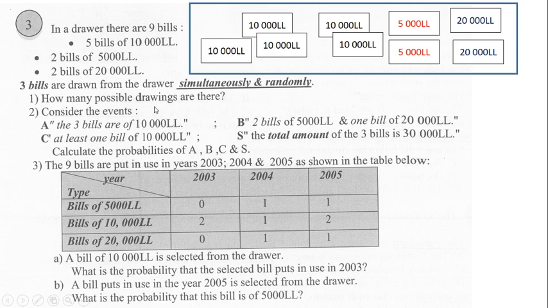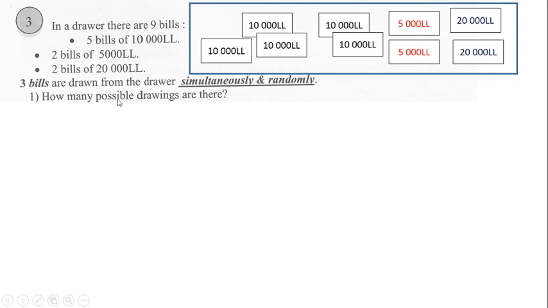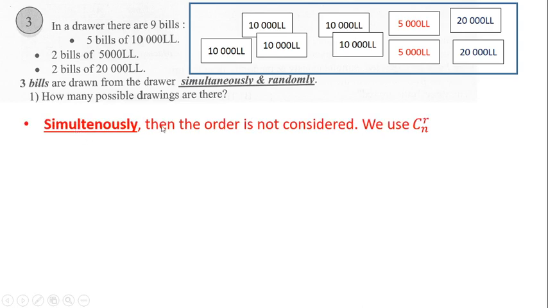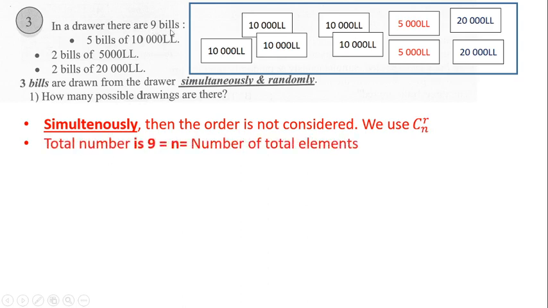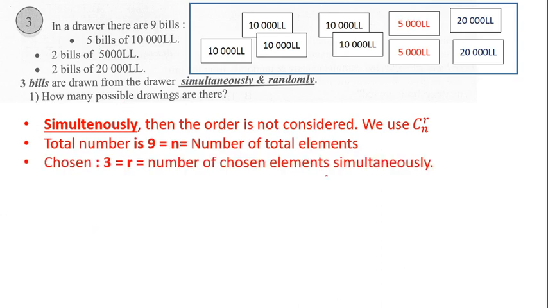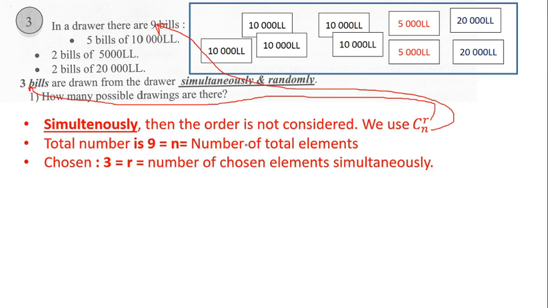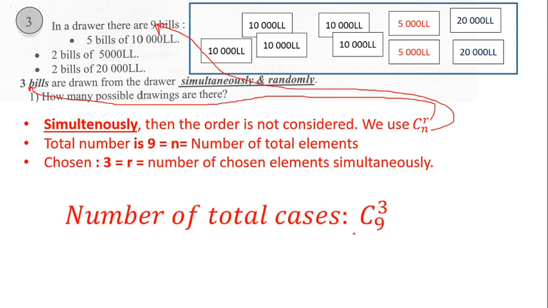Part 1: how many possible outcomes, how many possible drawings, how many possible cases? It's not asking us about the probability, it's asking about the total cases. For the same reason, simultaneously, their order is not considered. Go and use C(N, R). What is N? We have 9 balls, so N is 9. What is R? You have chosen 3, so 3 is R. So the total number of cases will be choose 3 out of 9. This is exercise 3, part 1.